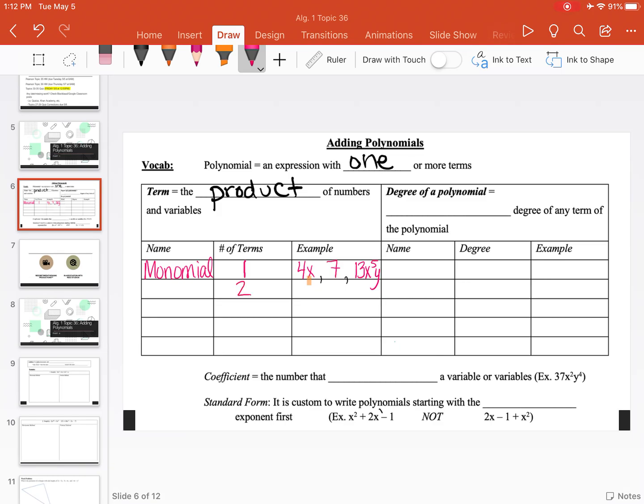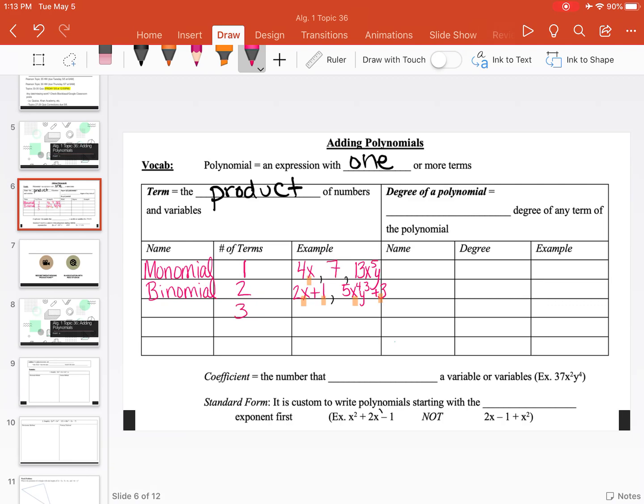Something with two terms is called a binomial. An example of a binomial could be something like 2x plus 1, or 5x to the 4th y to the 3rd plus 3. Here we can physically count two terms. And oftentimes, binomials or greater, polynomials with two or more terms, are separated by either an addition sign or a subtraction sign. That way we can identify the different terms. 1, 2, 1, 2.